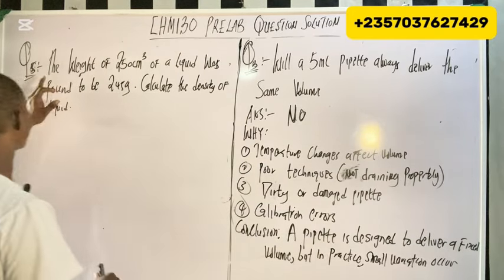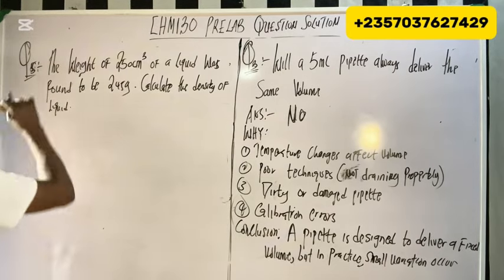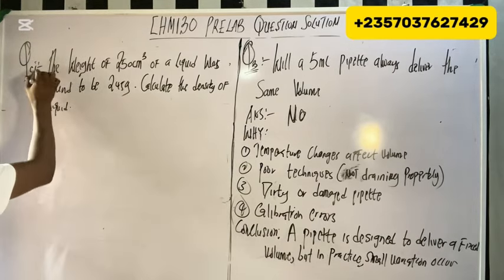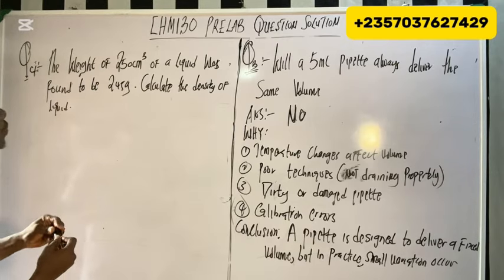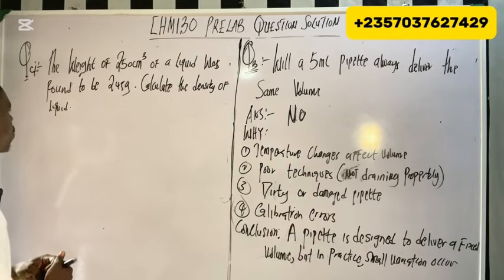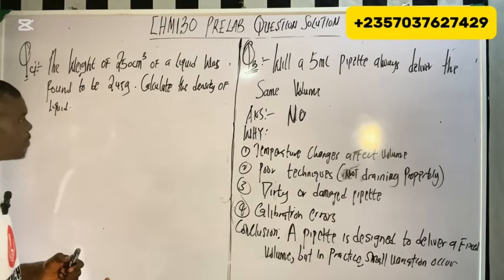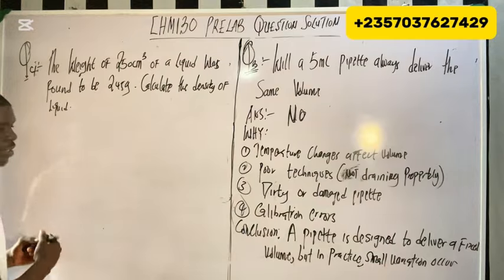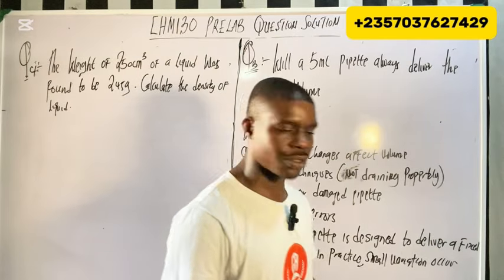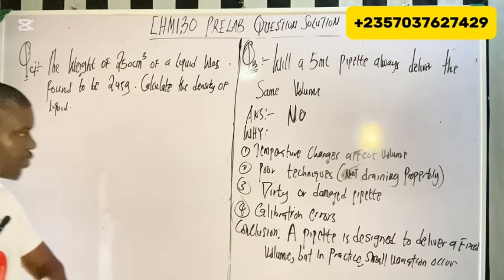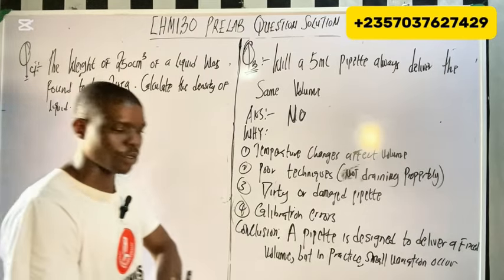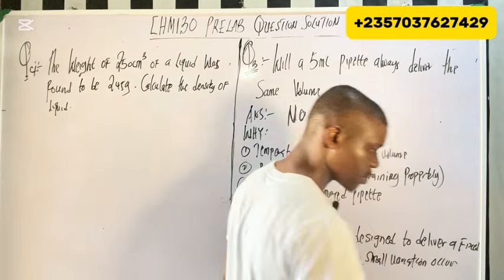Then question 5, you should be able to answer yourself. No, actually it's question 4 here. The weight of 250 cm cube of a liquid was found to be 245 gram. Calculate the density of the liquid. So pause the video and solve it yourself. Drop your answer in the comment section. It's very easy.